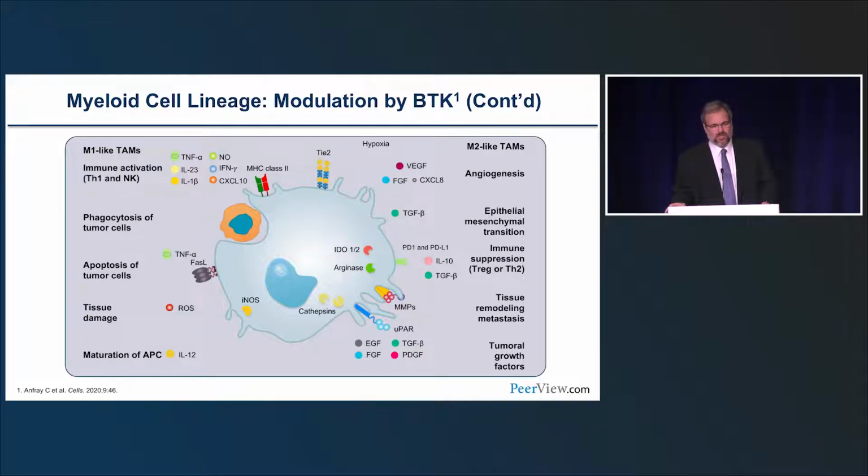And as you can see here on the right side of the screen are some of the things that you would expect from an M2 phenotype of microglia, including less inflammation, suppression of autoreactive T cells, potentially tissue remodeling, and the ability to grow new tissue and hopefully healthy tissue.